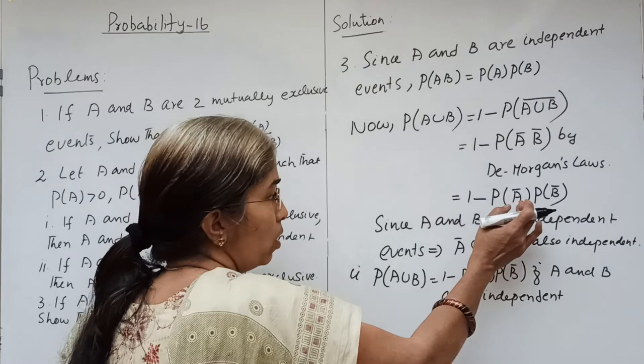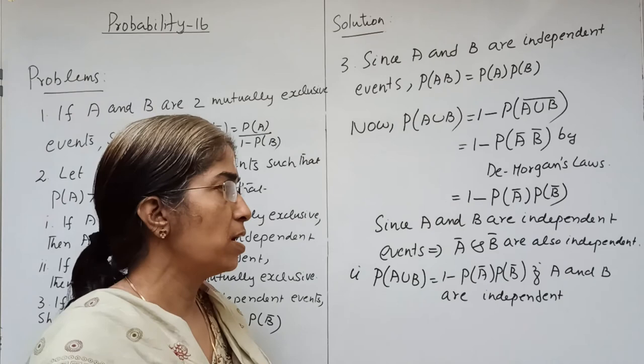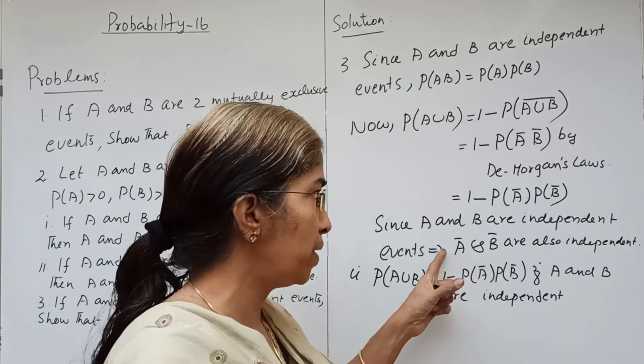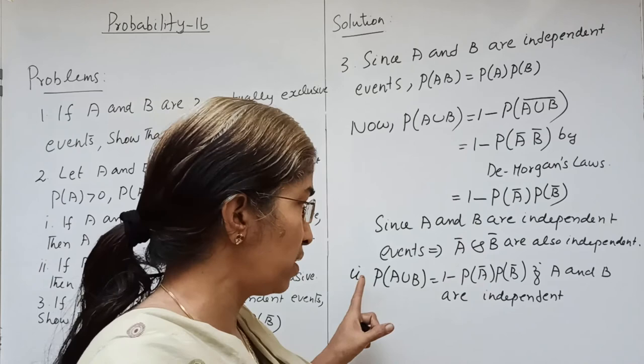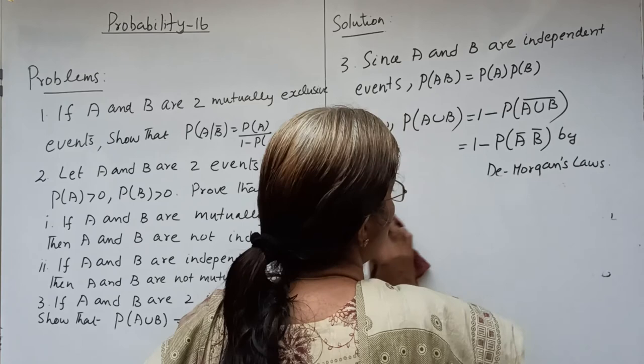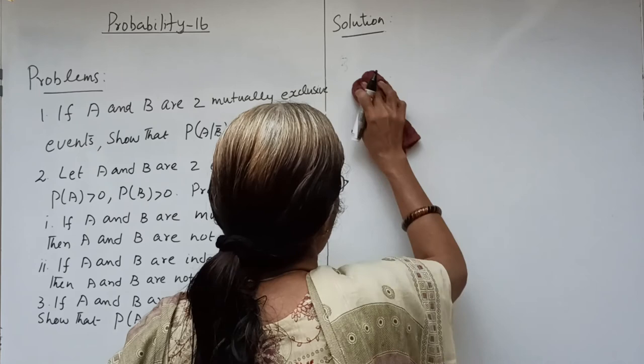We have already proved A and B are independent events implies A bar and B bar are also independent. Hence we have 1 minus P of A bar into P of B bar. That is, P of A union B equals 1 minus P of A bar into P of B bar if A and B are independent. Now this result can be extended up to n events. For any number of events, this result is true.